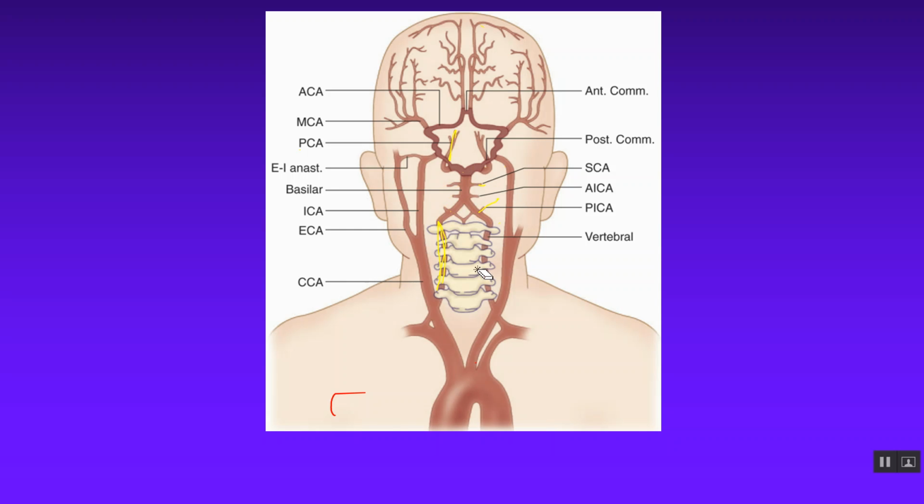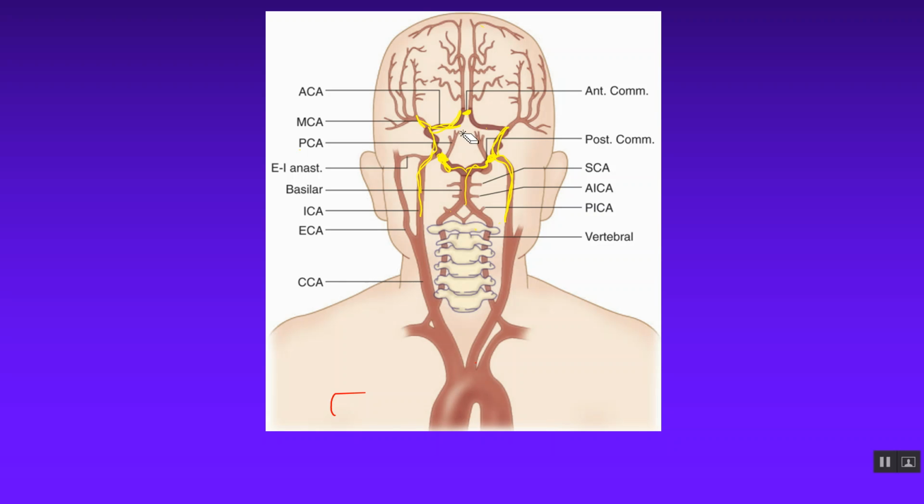What you can also appreciate from this front-end shot is that the internal carotid circulation and the vertebral artery circulation are connected. They connect through these little communicating branches. These are called the posterior communicating branches back here, and there's one anterior communicating branch here.